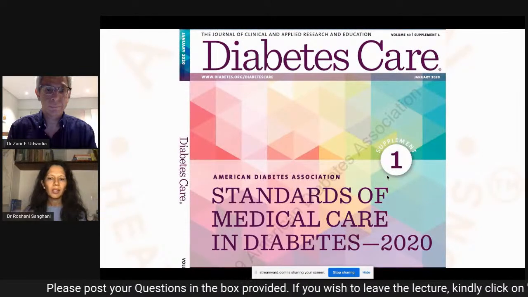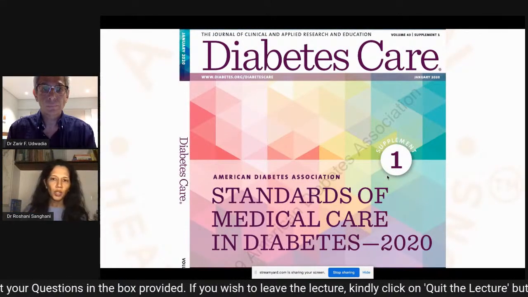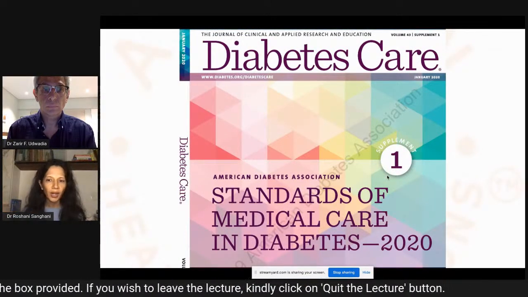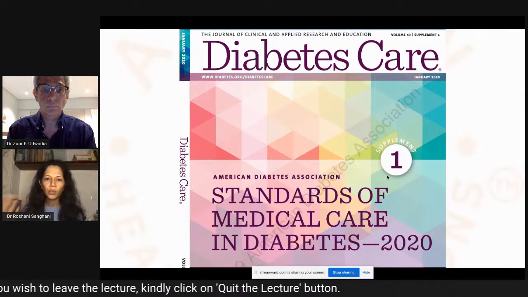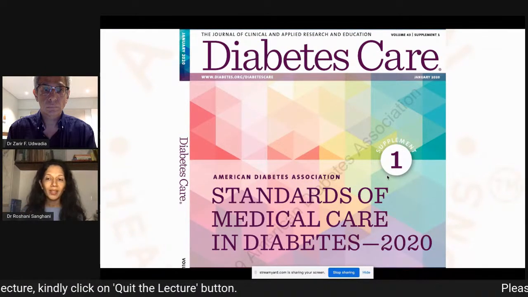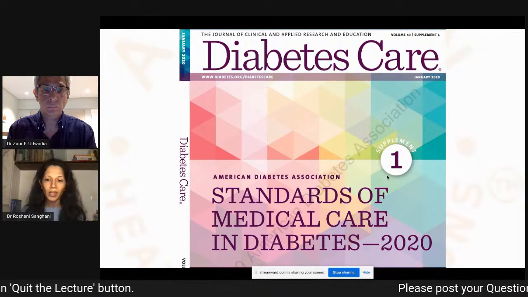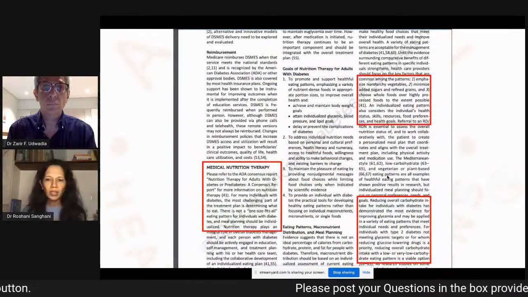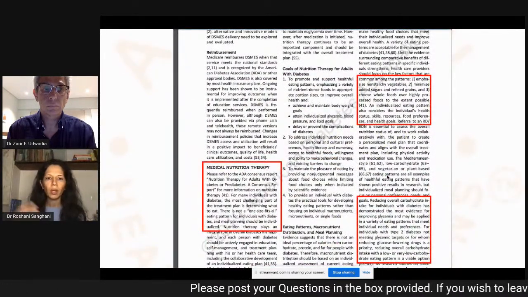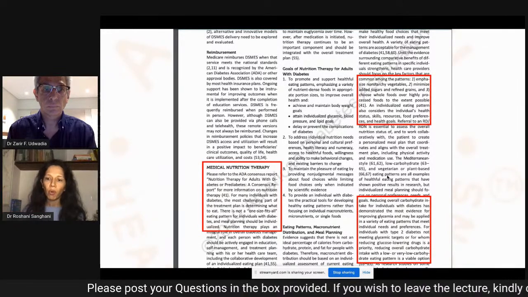Okay, so again, this is the American Diabetes Association document. It comes out every January. It's a reliable manuscript to look at for what's new in diabetes care. This is a 2020 document. And I won't read this difficult piece of paper to you, but it's the medical nutrition therapy for diabetes.